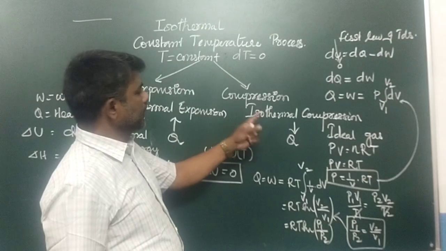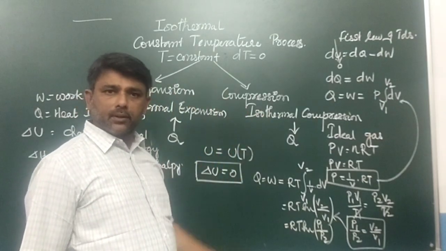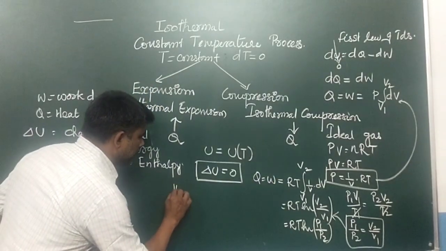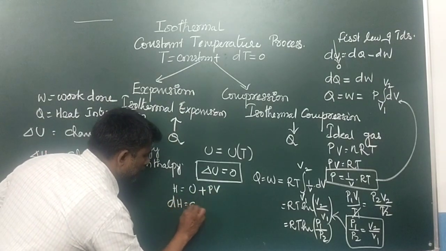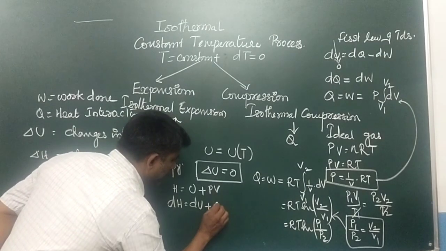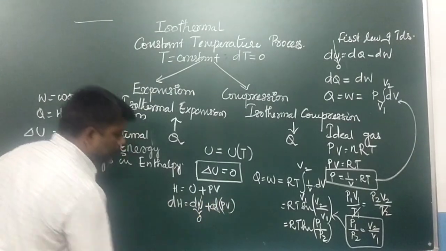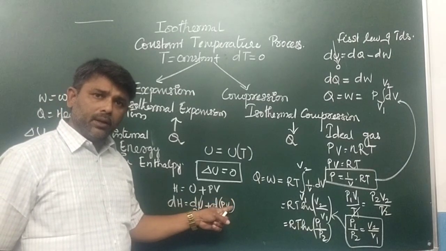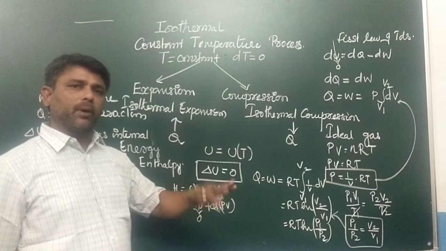Clear? Change in internal energy is equal to 0. Heat and work interaction is established. What about the changes in enthalpy? Enthalpy H is equal to U plus PV. dH or delta H is equal to dU plus d(PV). Listen, changes in internal energy is equal to 0. The amount of heat added to the system is completely utilized for work done, either work done on the system or work done by the system.